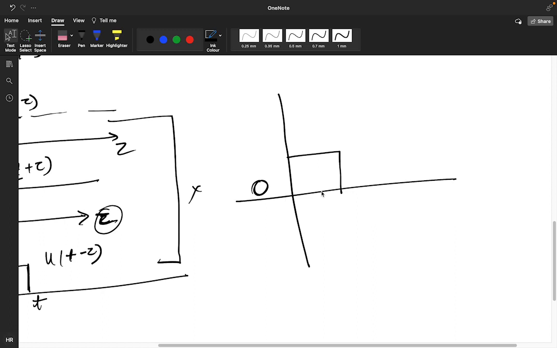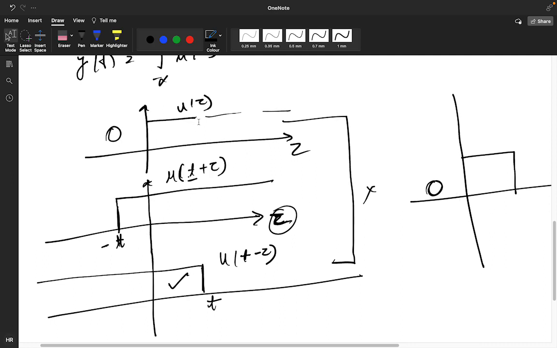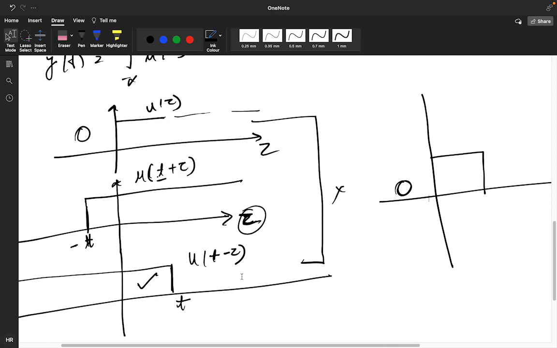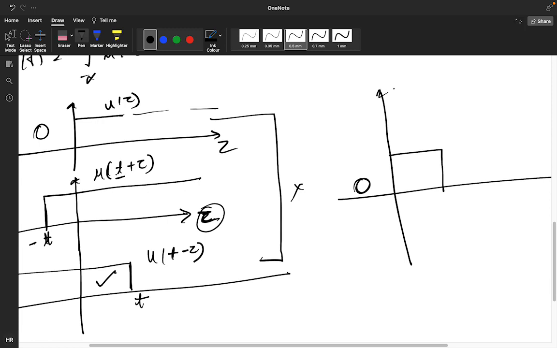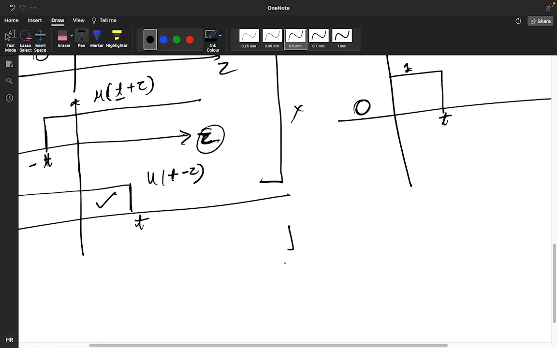Okay. So here we had multiplied u of tau and u of t minus tau. So this is the multiplication of u of tau into u of t minus tau. Now you need to integrate this. So this is t and this is one value. So you will integrate from minus infinity to infinity, and you will get only this function.